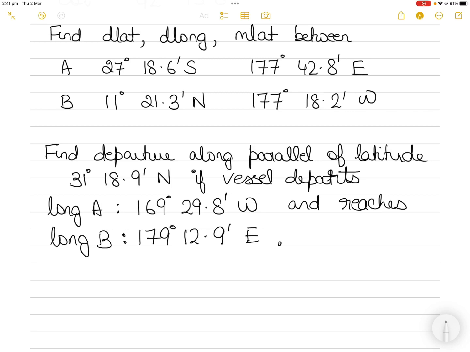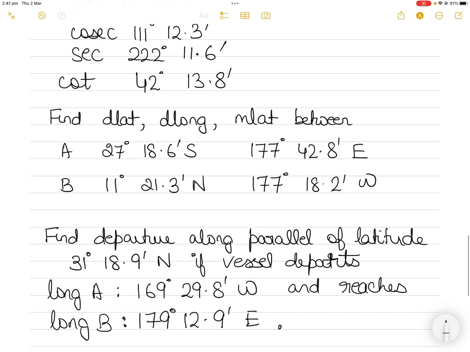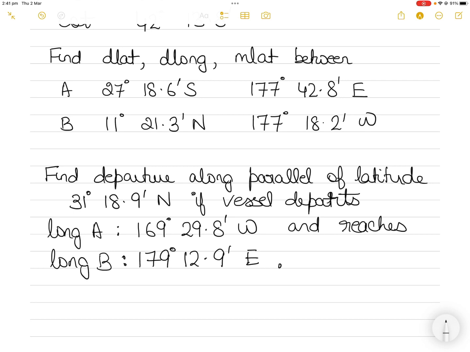Here I want you guys to be able to use the rules of DLAT, DLong, MLAT that I have taught you in my past videos. And today we learned how to calculate departure along the same parallel of latitude. I want you guys to have a go at it using the formula I've taught you. Remember, DLong cannot be more than 180. If it is, then subtract it from 360 and reverse the notation. And when you put the value of DLong into the formula, then DLong has to be converted into minutes first.